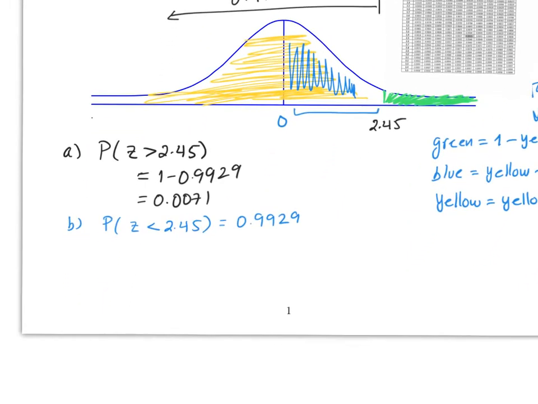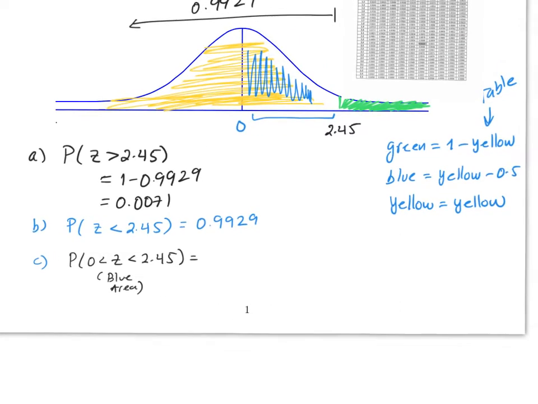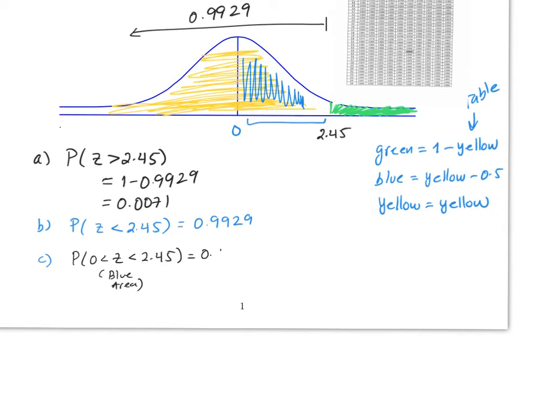Okay, finally, let's say that you are interested in finding the probability that z is between 0 and 2.45. All right, so this time, this is going to be the blue area. Why? Because 0 to 2.45 is this, which is what we call the blue area. Well, how do we find the blue area? It's the yellow area, which is what we get from the table, minus 0.5. And this will give you 0.4929.